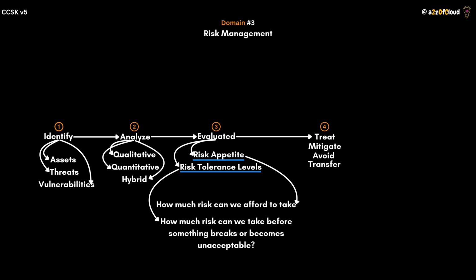Transfer. Shift the risk to a third party, outsource the activity, and let the vendor take responsibility of the risk, or take an insurance policy to cover damage if the risk materializes. Accept: acknowledge and formally accept the risk without further action.